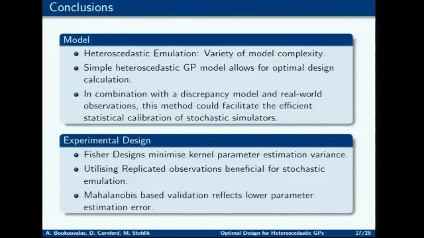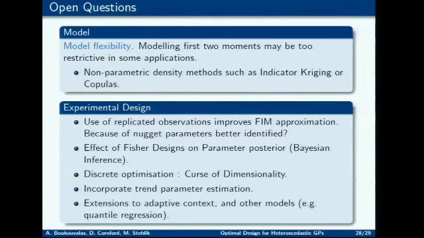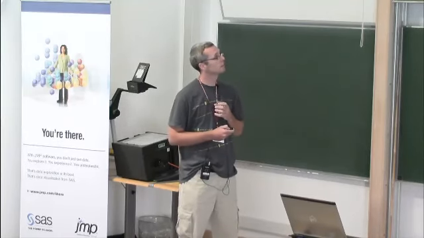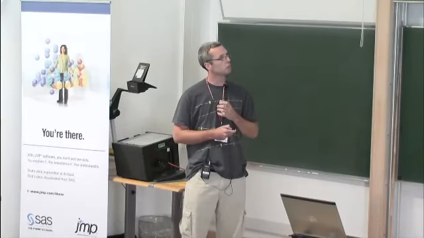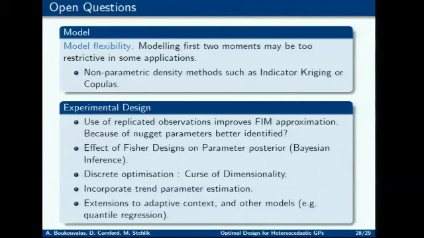The Mahalanobis-based validation error reflects the lower parameter estimation error and can help you pinpoint where your problems are. Okay, open questions. So, in terms of model flexibility, we've been modeling the first two moments, and this may be too restrictive in some applications. So there are a variety of non-parametric density methods we could apply. Something from spatial statistics is called indicator kriging, or copulas, and basically you can model any kind of distribution, but you need a lot more data.